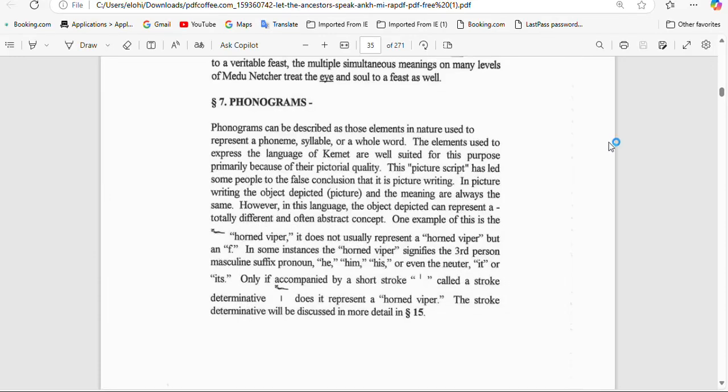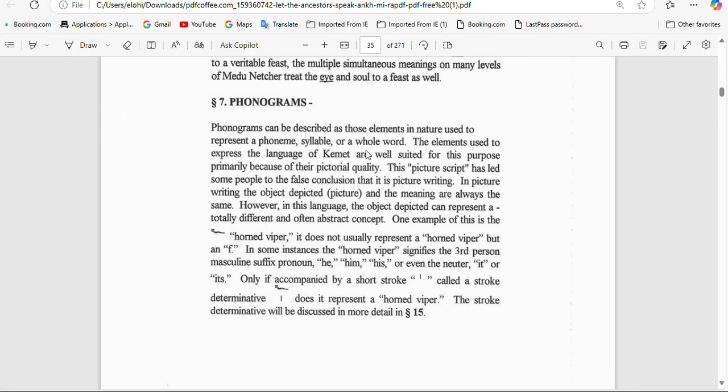Grammar book, and this is by a Black American. It's probably one of the only, if not the only, grammar books that you'll find written by a Black American. So I'm going through the different types of words in the Medu lecture. The first one here is phonograms.